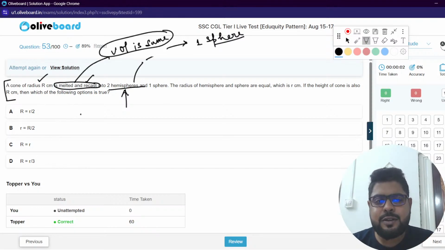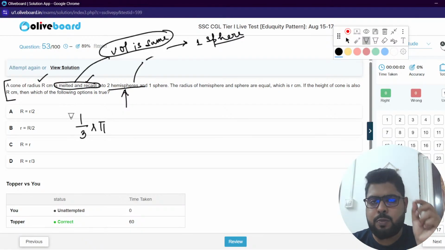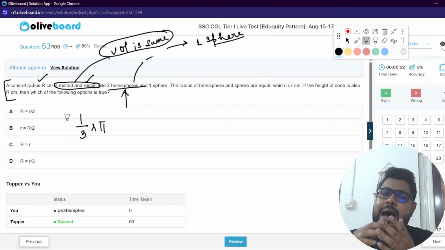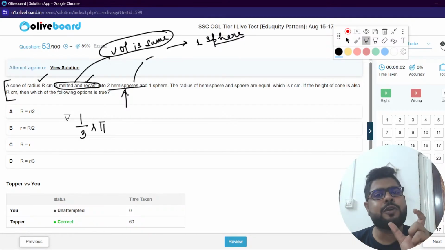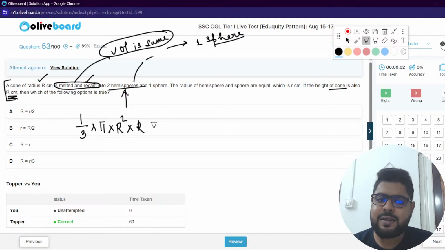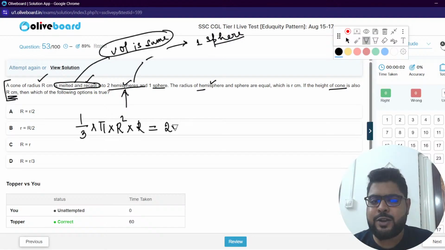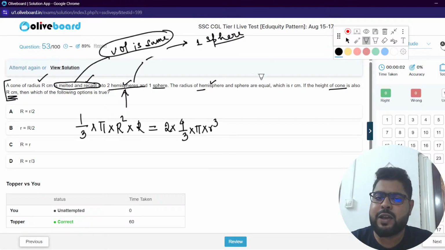So one cone, what is the formula for the volume? 1/3 pi r square h. Again, I told you, when both the figures have pi in the volume, don't put the value of pi, because pi will cancel. R is capital R, and the height of the cone is also R, so h means also R. That is equal to, again, two hemispheres means one sphere and one sphere, meaning two spheres. 2 into sphere volume 4/3 pi r cube, small r cube, because it is given.